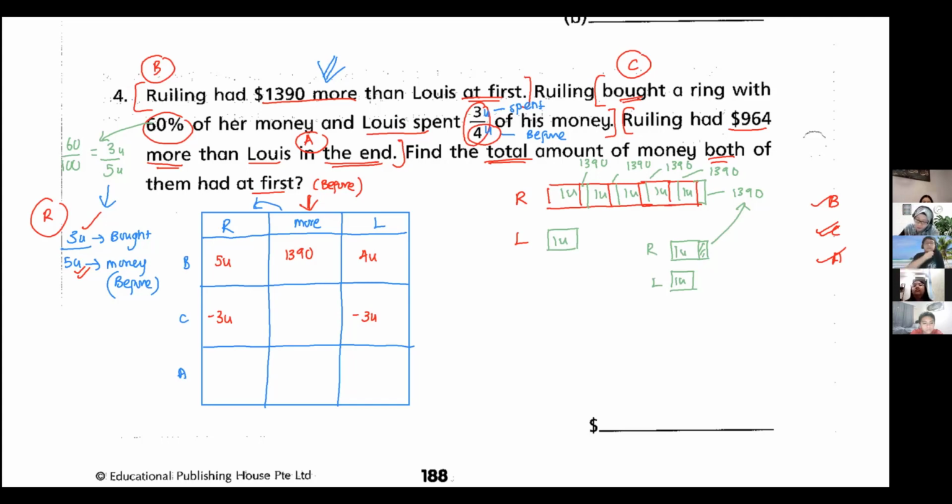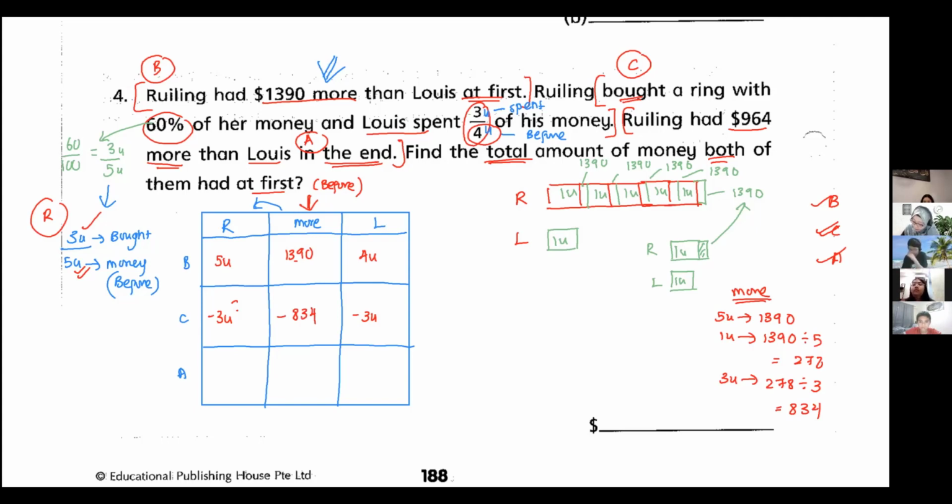Okay, now I want to find out how many units is this 1390. So what do I do? So I take, this is for the more, like this. So 5 units is 1390. 1 unit is 1390 divided by 5, and I get 278. I spend how much? I spend 3 units, right? So I must find 3 units. 3 units is 278 times 3, and I get 834, which means here is minus 834.